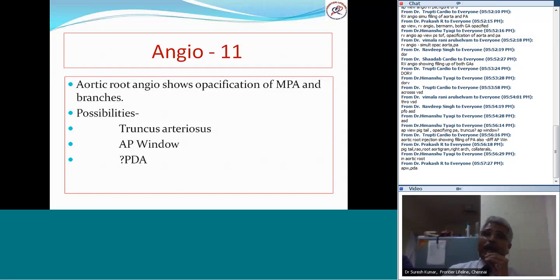If you actually see a right aortic arch, truncus will lead the list. In this case the arch was left. So truncus and AP window. It can't be collaterals because they're huge pulmonary arteries. With such huge pulmonary arteries, you're speaking of a large left to right shunt. So either a truncus or an AP window are the possibilities. And if you're not certain as to whether the opacification came from the aortic root itself or from the arch, ductus should also be kept as a possibility. Okay? Angio 12.